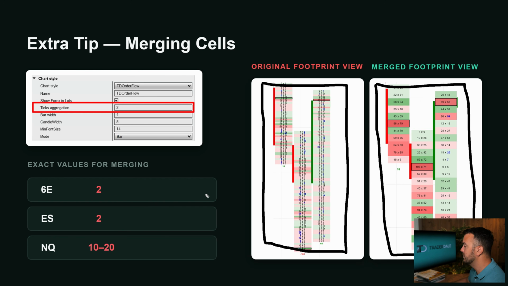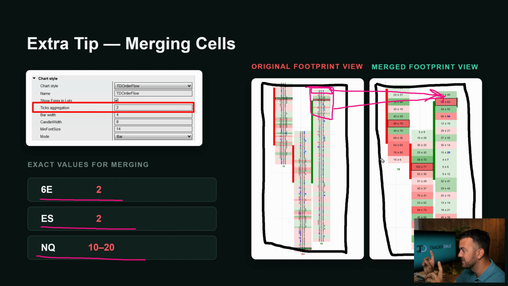The values that I'm using for Euro futures is a tick aggregation of 2. That means that I turn 2 cells into 1. For the ES, it's the same. And for the NQ, which is way more volatile, I use 10 to 20, which means a big chunk turns into 1. As a little extra bonus, this will make this way less demanding on your computer.